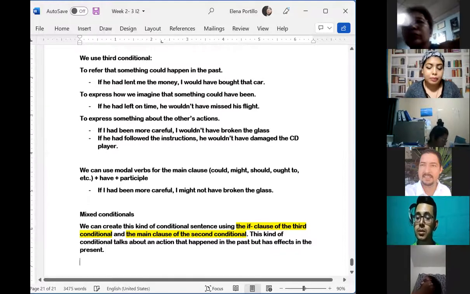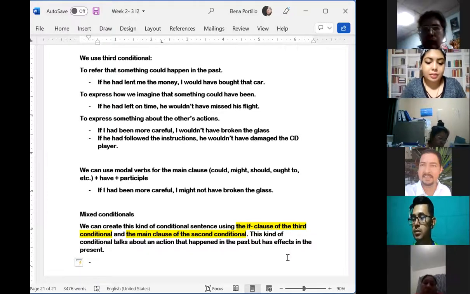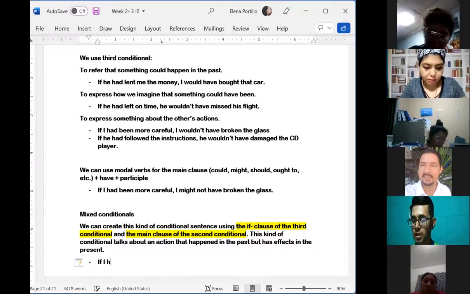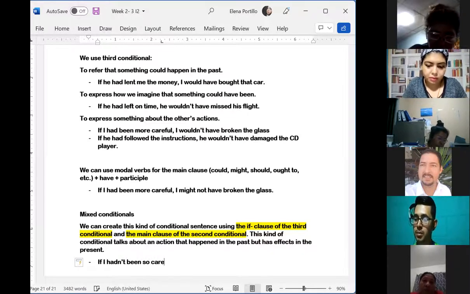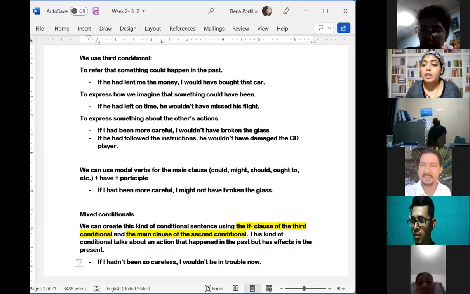So we have the example. And it says, if I hadn't been so careless, I wouldn't be in trouble now. Si no hubiera sido tan descuidado, ahora no tendría problemas.